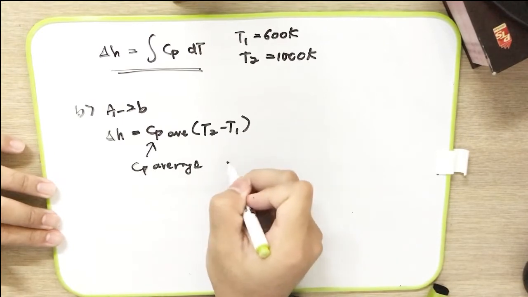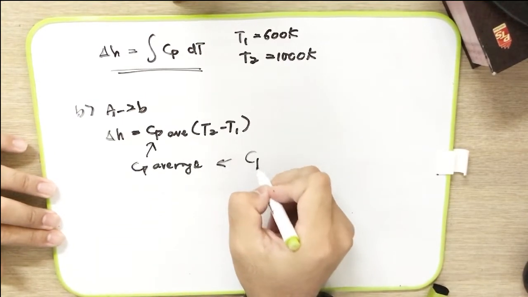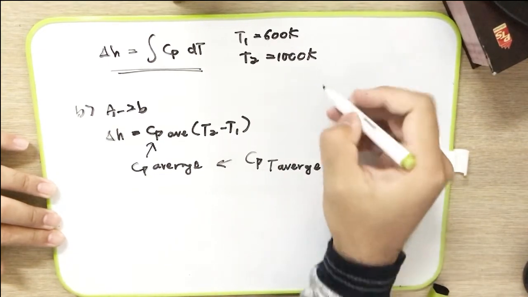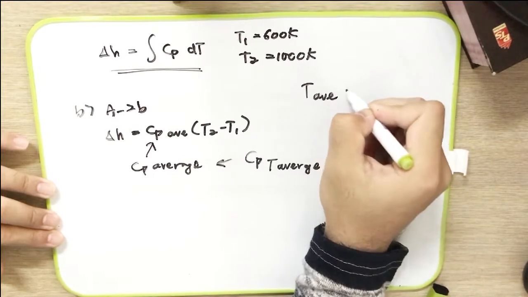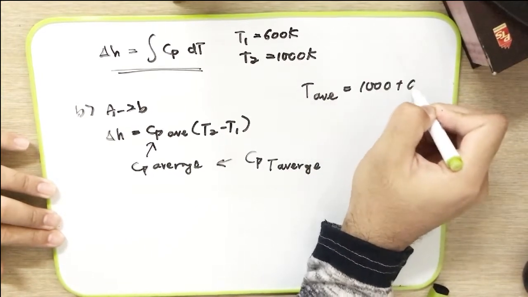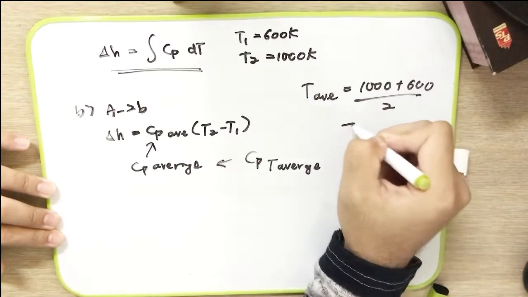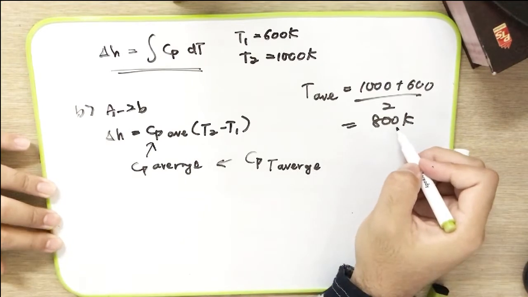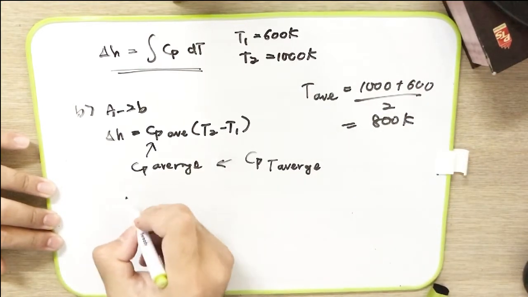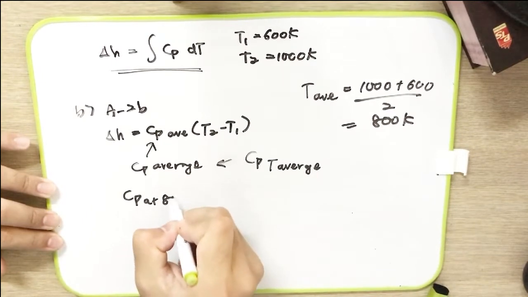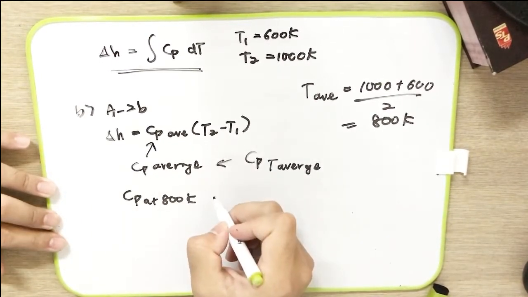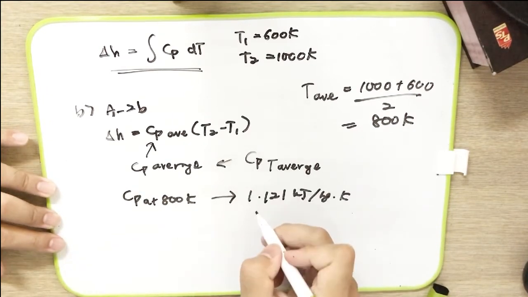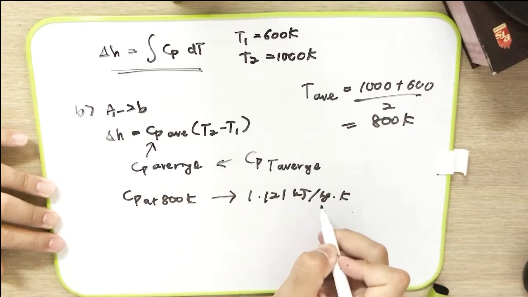But how to find the Cp average? We can find it by using Cp at the T average. So the T average is just 1000 plus 600 divided by 2, which is 800 Kelvin. So the T average is 800 Kelvin. So that means we have to find the Cp at 800 Kelvin. From table A-2B, the Cp at 800 Kelvin is equal to 1.121 kilojoule per kg Kelvin.